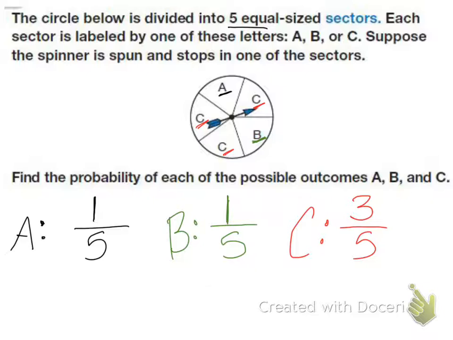Okay, if you notice, 1/5 plus 1/5 plus 3/5 equals 5/5, or equals 1. All of the probabilities added together has to equal 1 because it has to land on one of these numbers, or these letters. So it is certain that the spinner will land on A, B, or C.